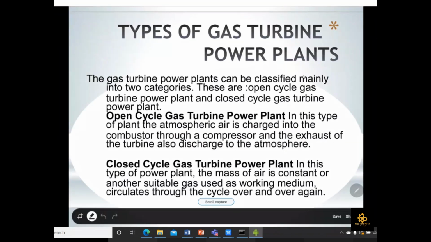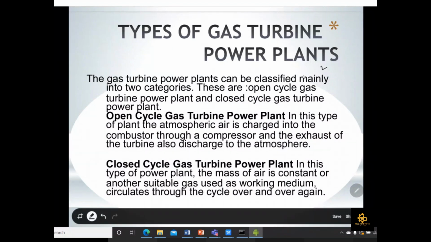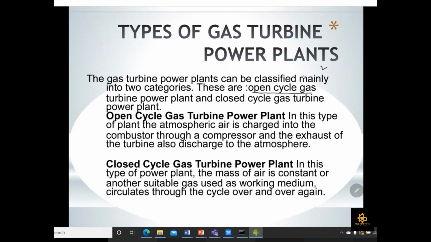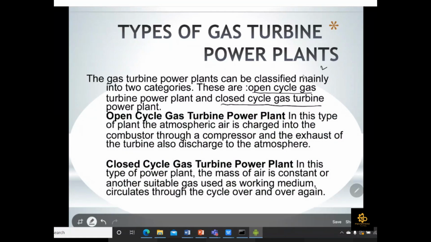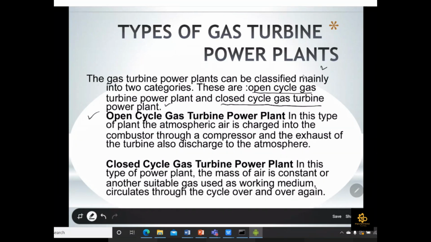Okay, so the gas turbine power plant can be classified mainly into two categories based on the cycles. One is the open cycle gas turbine power plant, and the second one is the closed cycle gas turbine power plant.